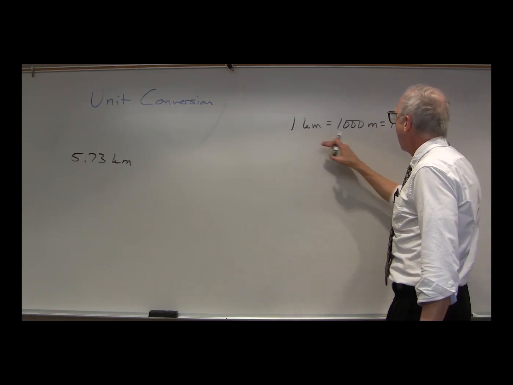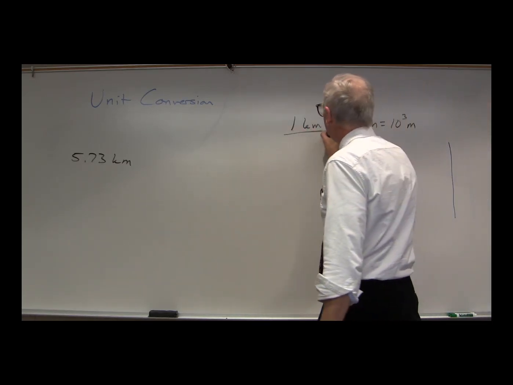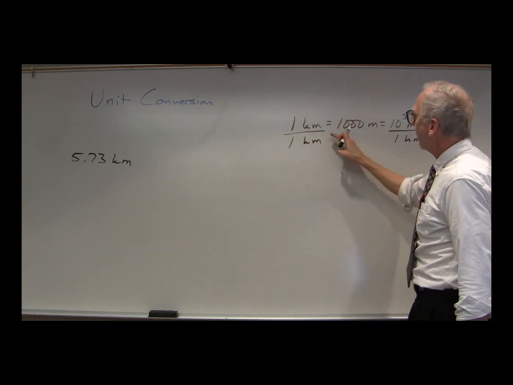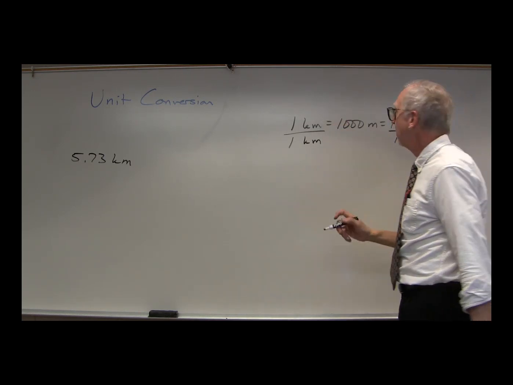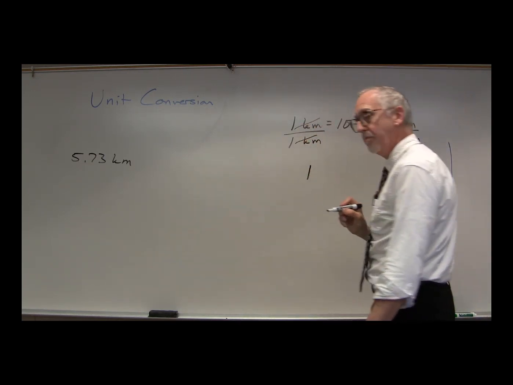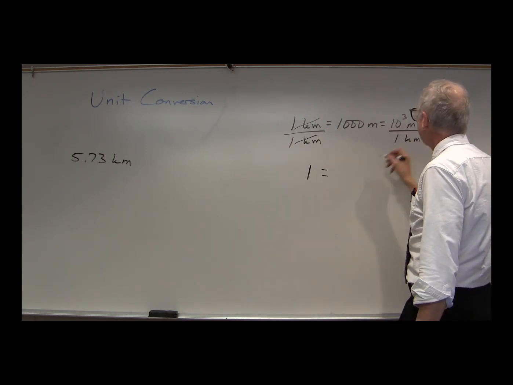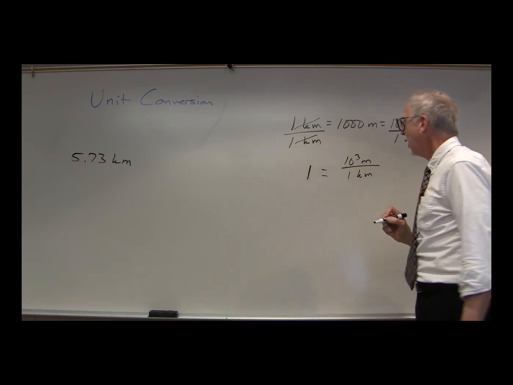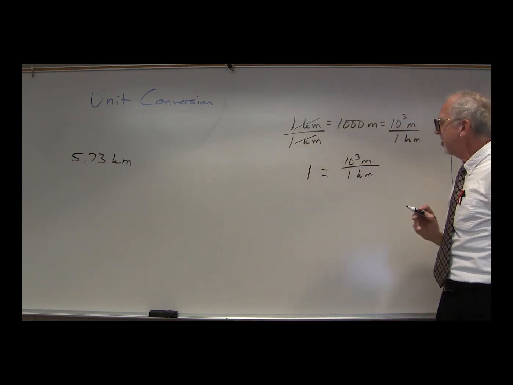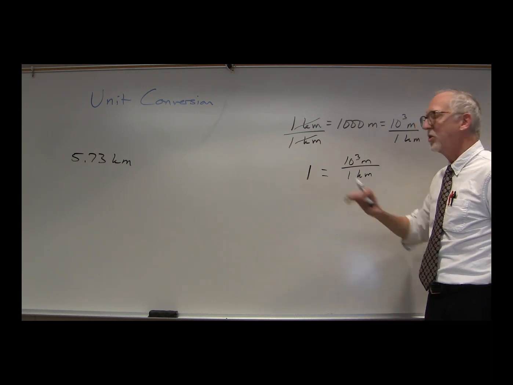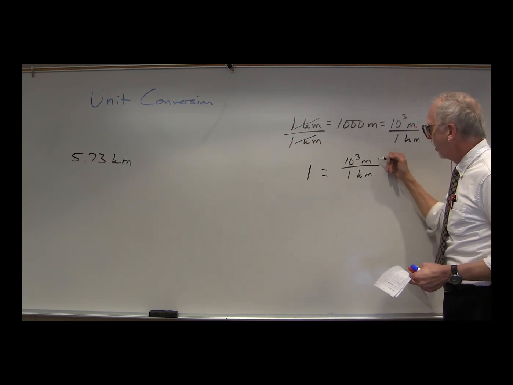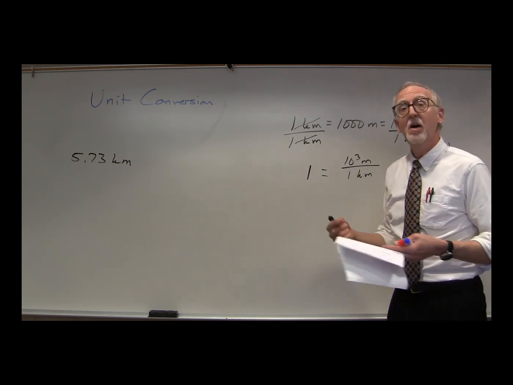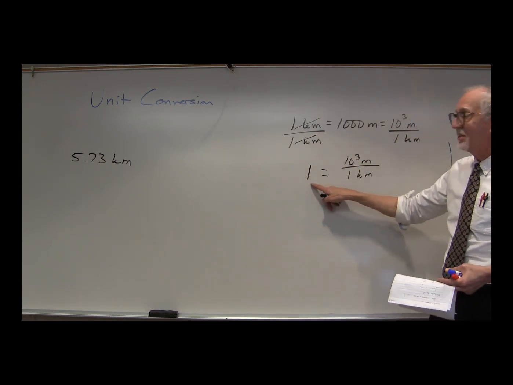Now, what if I divide both sides by 1 kilometer? So I divide this side by 1 kilometer, and I divide this side by 1 kilometer. What do I get over here? Well, 1 kilometer over 1 kilometer, they cancel out, and I get 1. While over here, I get 10 to the 3 meters over 1 kilometer. So 10 to the 3 meters divided by 1 kilometer seems to be equal to 1. In other words, I've got equivalent distances in the numerator and denominator. If the numerator and denominator equal each other, they should give you a factor that's equal to 1.